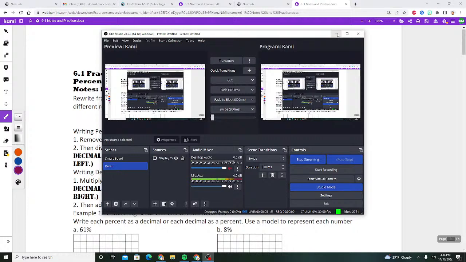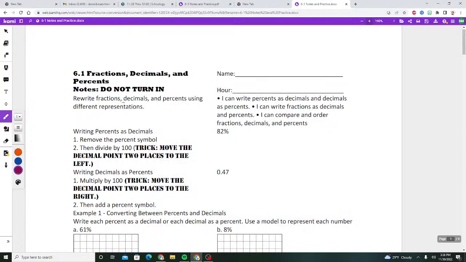Looks good. All right, so our goal here is to rewrite fractions, decimals, and percents using different representations. The rule is to write percents as decimals. We take the 82%, remove the percent symbol, making it 82. We then divide this by 100, and then we can apply a trick, which is to move the decimal point 2 places to the left. So we can go 1, 2.